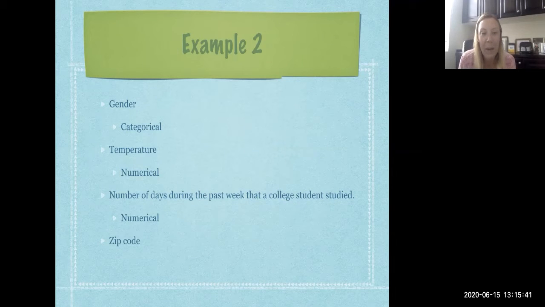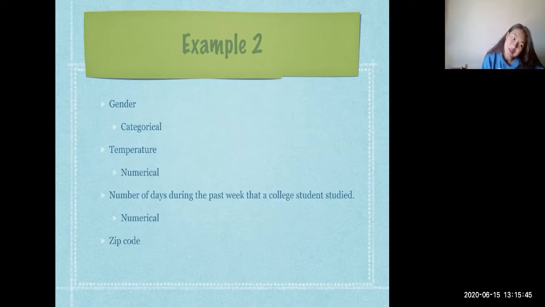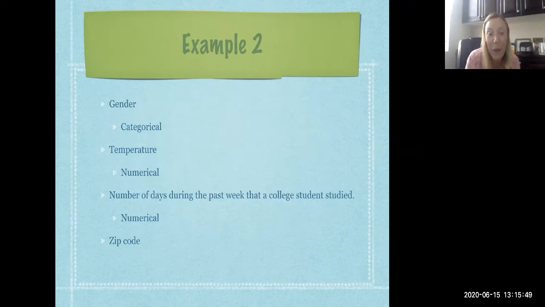Let's all say it at once. Is zip code numerical or categorical? Everybody? Categorical. Exactly. It's confusing, right? Because zip code, depending on what zip code you are, right? 92708, or who knows, there's a bunch of different zip codes, right? It's a number, and so that's where it could be confusing.